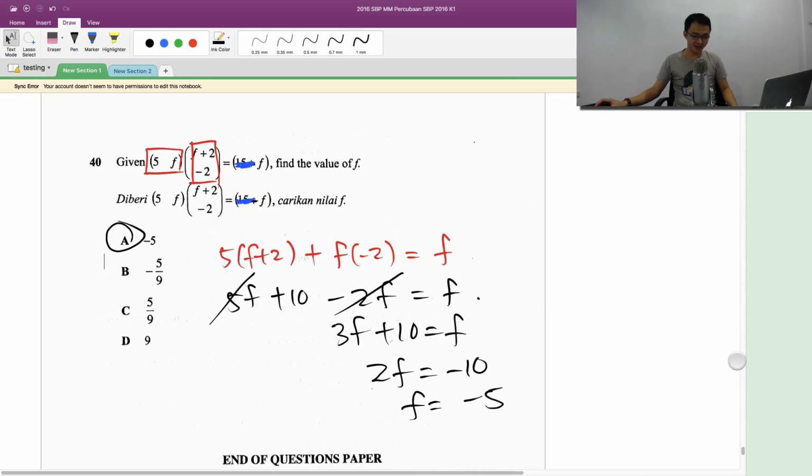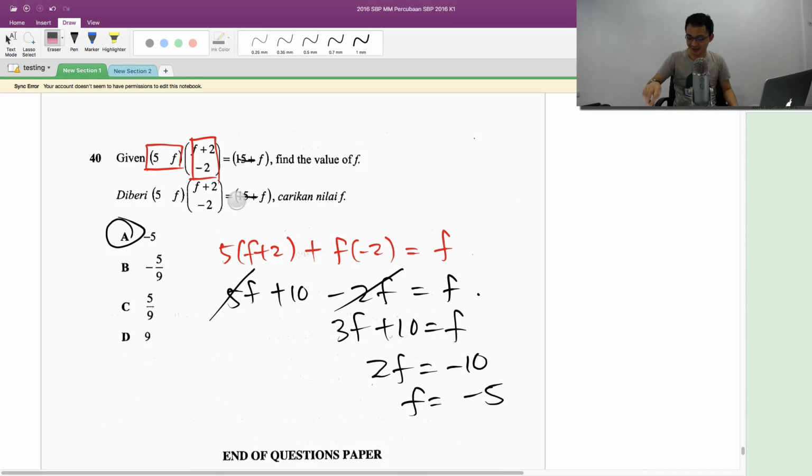Why did you cancel the 15? Okay, this is not me cancelling, I guess this is what the teacher cancelled. It's not that I cancelled it, because I did this question before. If I add 15 plus, I don't get any answer from here. So I just cancel out the 15 plus.